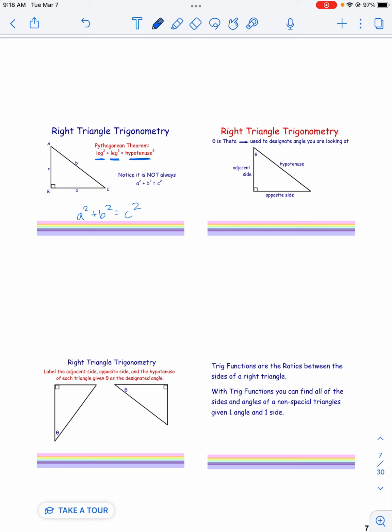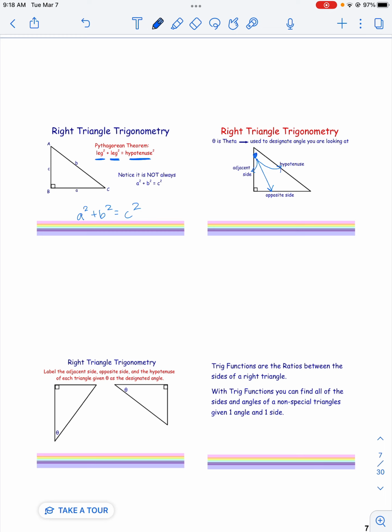Remember that theta is the angle. Theta is the way that we talk about angles. It's the Greek symbol that we use to designate the angle that we're looking at. When I talk about right triangles, whatever angle I'm using, the side opposite has a name, the side adjacent to that has a name, and then of course the hypotenuse is always the side opposite the right angle.